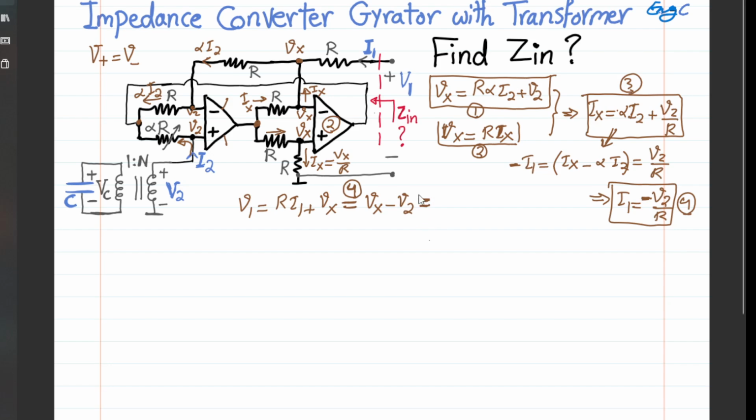But now I'm going to use equation 1 as shown, where Vx is R alpha I2 plus V2. And at the same time, we have negative V2. So these two obviously cancel out. As a result, V1 is equal to R alpha I2, or if you like to write it the other way, I2 is equal to V1 divided by alpha R.